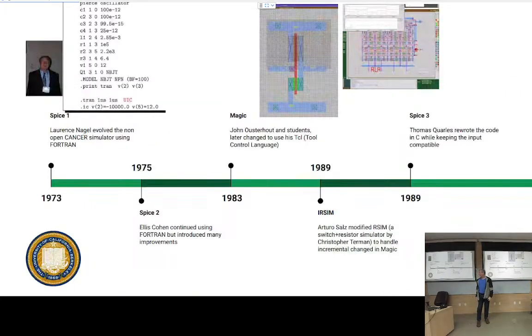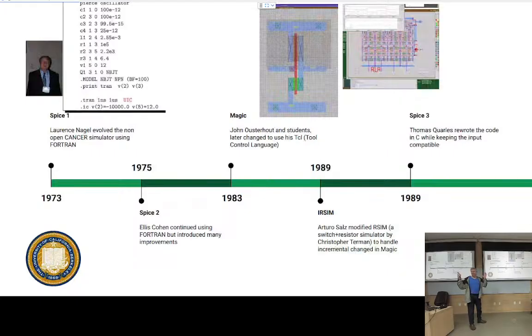So here I'm going to start talking about open source tools. Several universities created a bunch of interesting programs, but I'm going to focus on the University of California, Berkeley. And there was an interesting circuit simulator called CANCER.